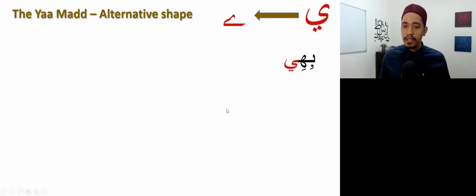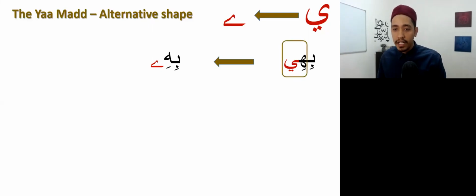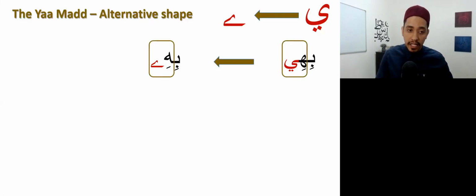Look at an example. Here we have bihi. It might appear like this. Bihi. So this he and this he are exactly the same thing. If you follow the example I'm doing now, you'll see that this shape of the ya follows the same pattern as the mini waw: it always appears at the end, after the letter ha.